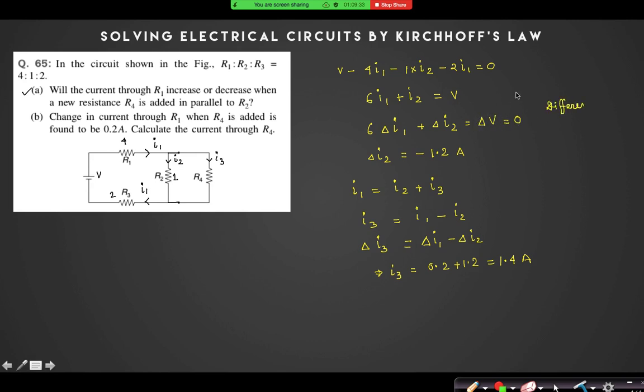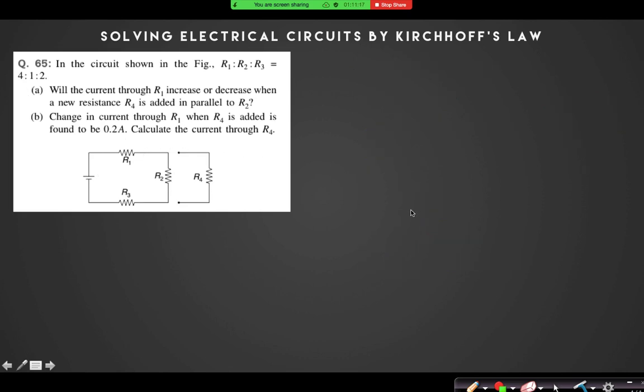Differentiate it at any respect. You can differentiate it with respect to time, with respect to some other variable like I1 or I2, anything. Ultimately you will find the same thing because delta V is not changing, so finally it will become 0. Differential forms of KVL and KCL are also valid, right?